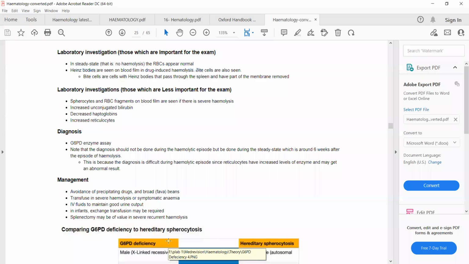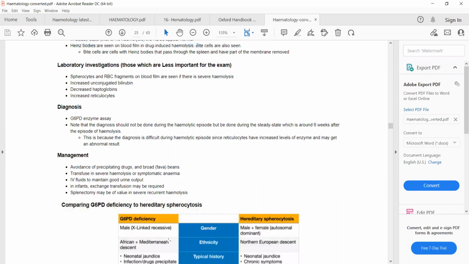And if there are severe cases of recurrent hemolysis, then splenectomy may also be of value. So the management is supportive, that is, transfuse blood if anemia is severe or symptomatic, and IV fluids to maintain a good urine output, and in infants exchange transfusion may sometimes be required. And if the attacks of hemolysis are recurrent, then splenectomy may also help in relieving the symptoms.